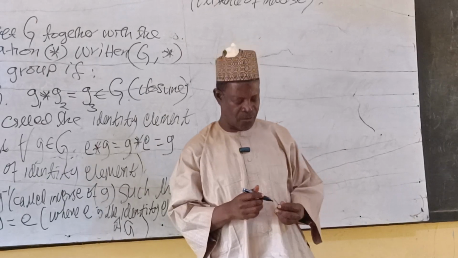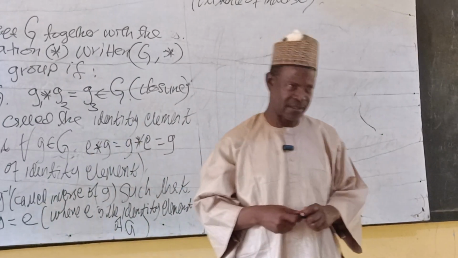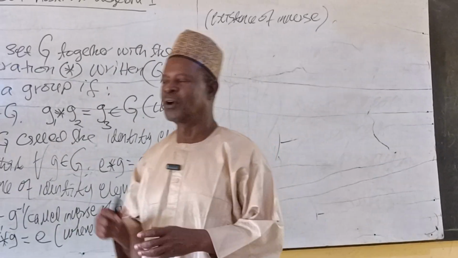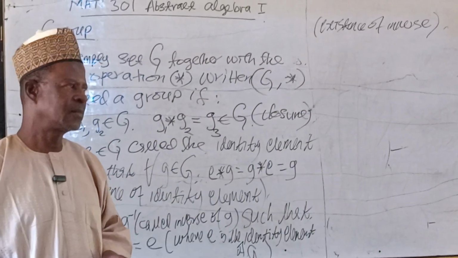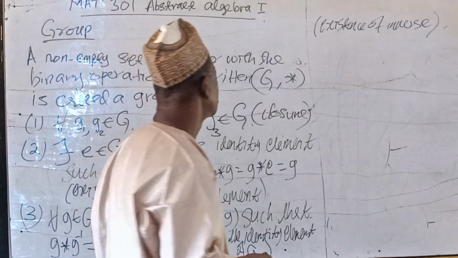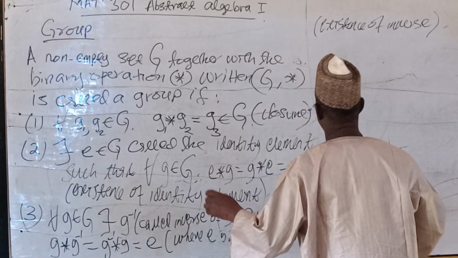And this means every group has an inverse. Okay, if your group does not have an inverse, it is not a group. Is it clear? Good. Number 4.